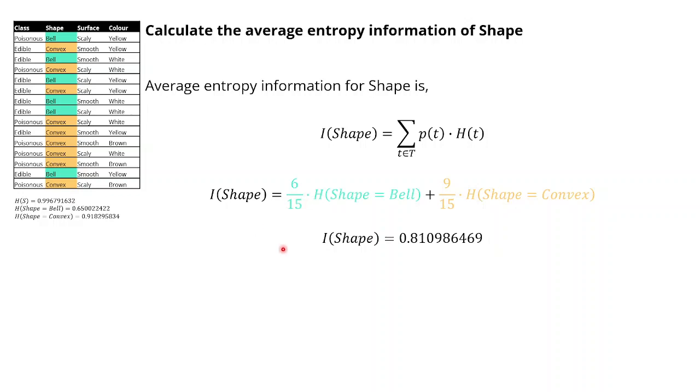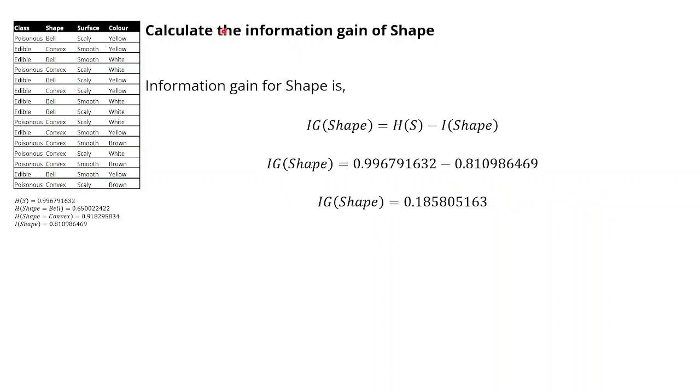Lastly, okay, next step, lastly, we calculate the information gain. So this is our goal. We want to calculate the information gain. So the information gain of shape is the entropy of the whole dataset minus the average entropy of shape. So we just subtract them. If you don't remember the values, I wrote them on the left side. So the entropy of the whole dataset, HS, is 0.99679.